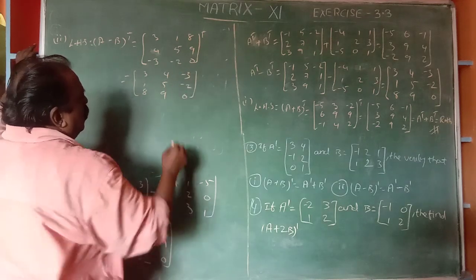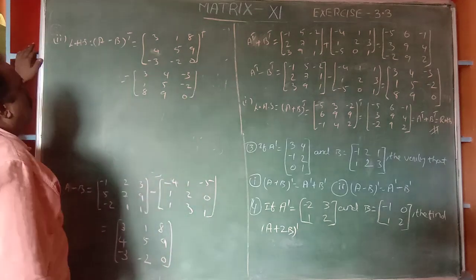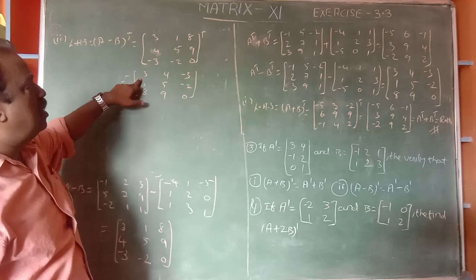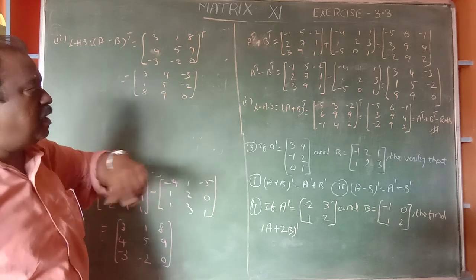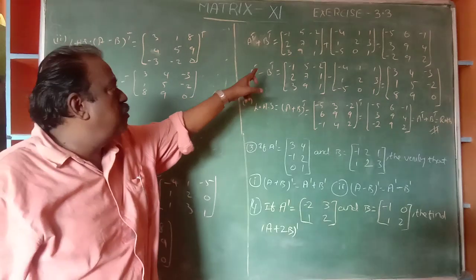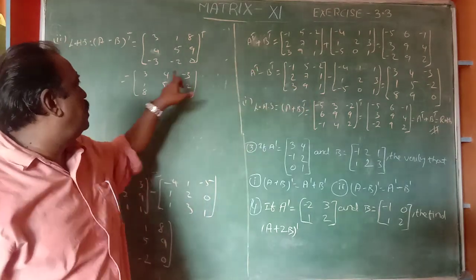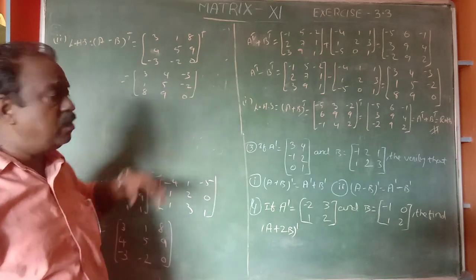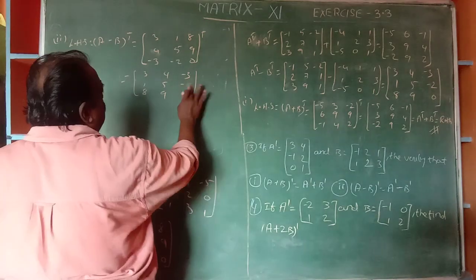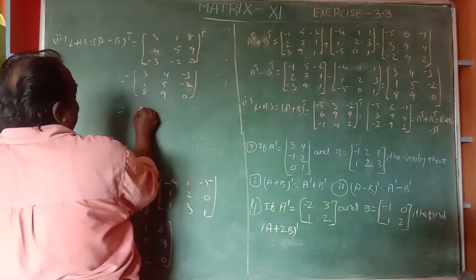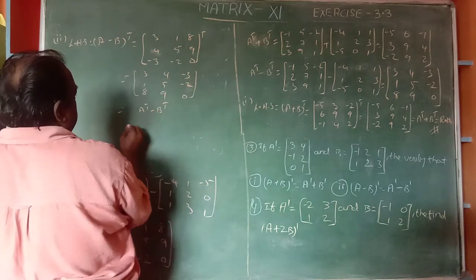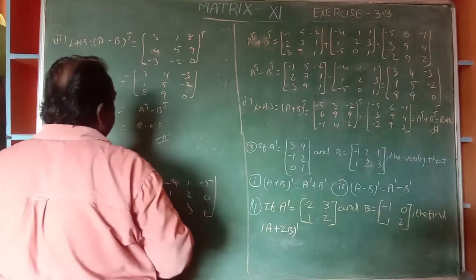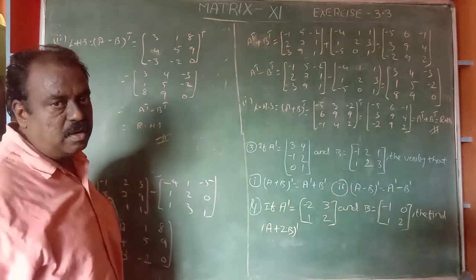Okay now? You see there. This is A minus B whole transpose. You see there now? This is nothing but that one, A transpose minus B transpose: 3, 4, minus 3 is there. 1, 5, minus 2. 8, 9, 0 is there. Yeah. So this is nothing but A transpose minus B transpose. That is nothing but RHS. Okay now. So two problems are solved.